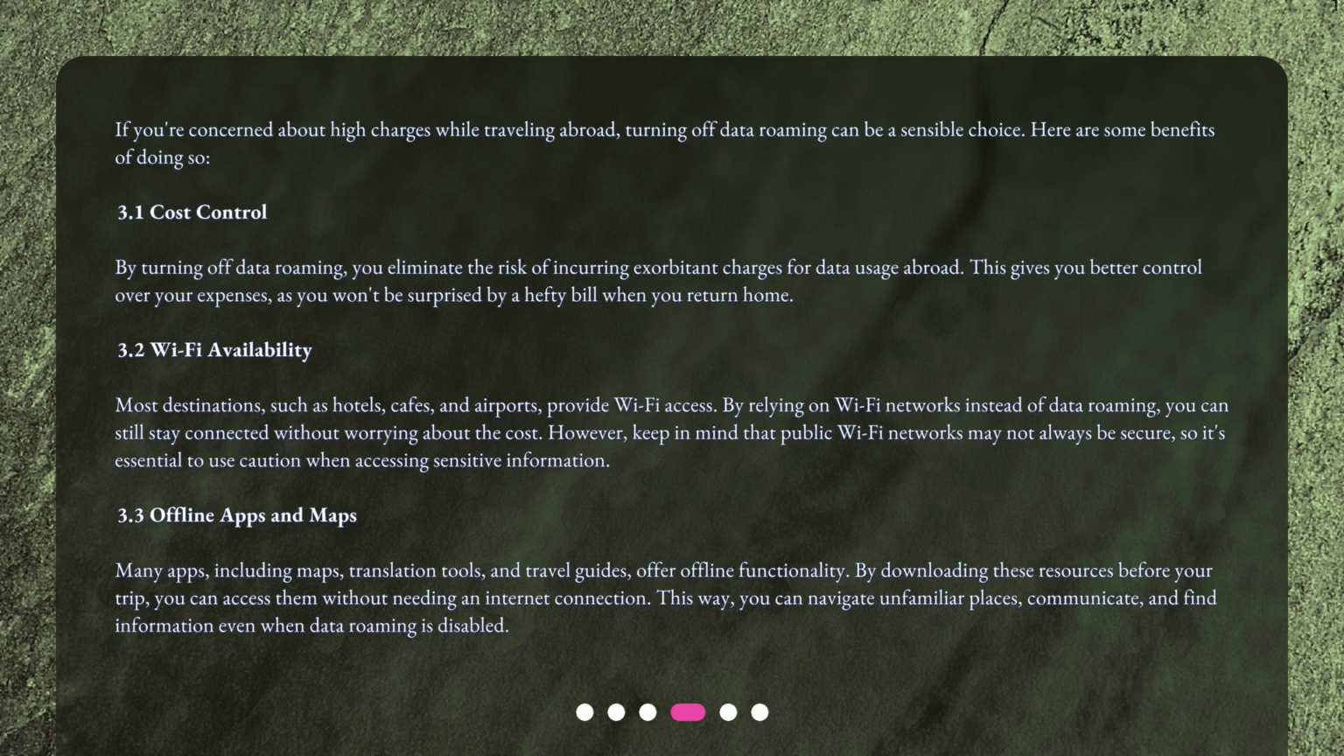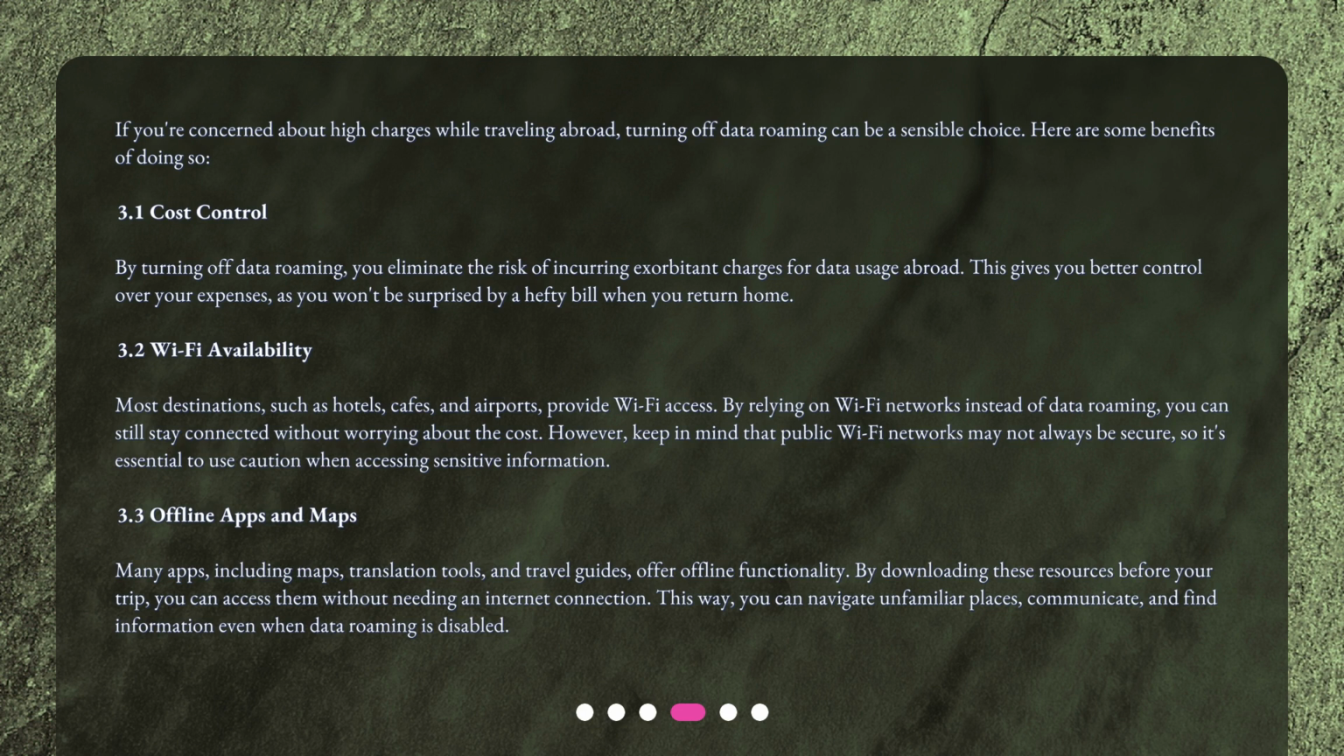3.2 Wi-Fi availability. Most destinations, such as hotels, cafes, and airports, provide Wi-Fi access. By relying on Wi-Fi networks instead of data roaming, you can still stay connected without worrying about the cost. However, keep in mind that public Wi-Fi networks may not always be secure, so it's essential to use caution when accessing sensitive information.